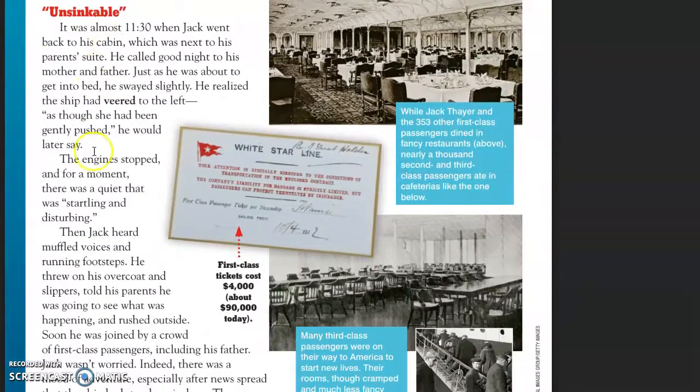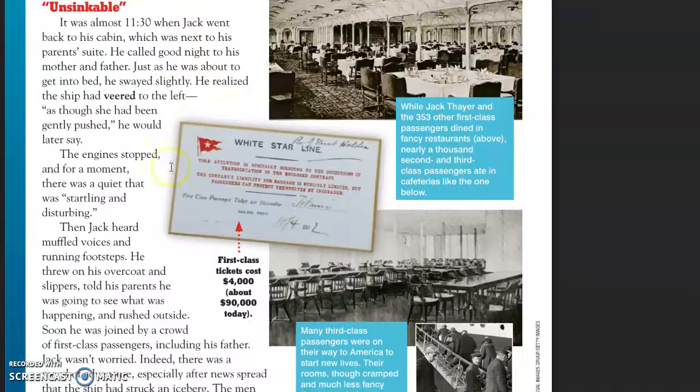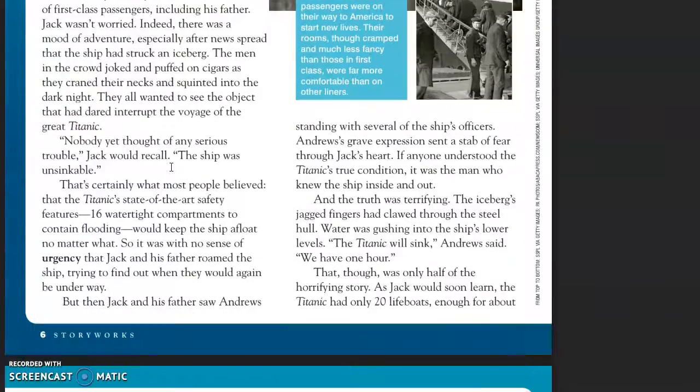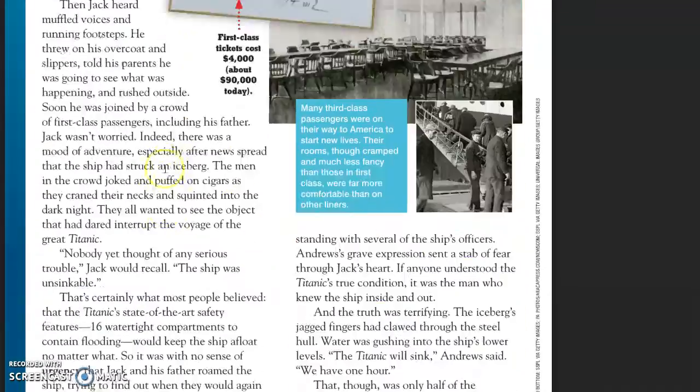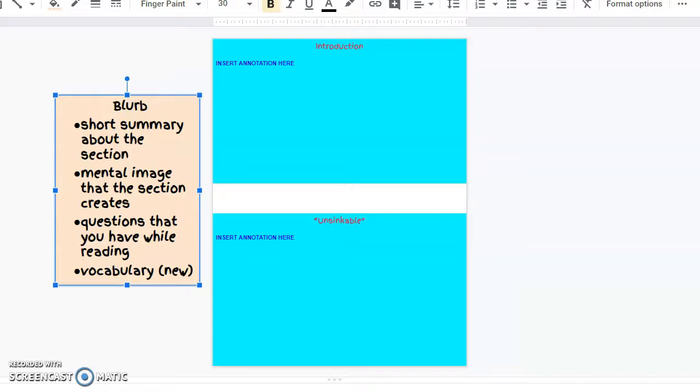You'll read unsinkable, and be sure and take a moment and look at the pictures and read the caption of the pictures. And so you'll read unsinkable, which goes all the way to here, and then you can go back over and write your summary of unsinkable here.